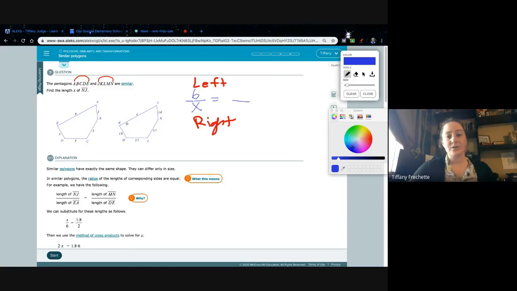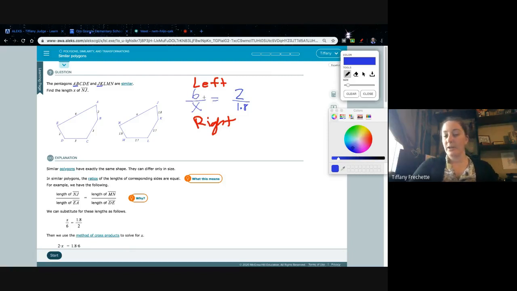Now I need to pick another corresponding side. It doesn't really matter which one I choose, as long as they're corresponding. So it looks like all the sides have corresponding amounts. We just need to pick something that's corresponding. So I'm just going to go with AB and JK. Why not? So AB is 2, and this is on my left pentagon. And JK is 1.8, and that is on my right. So 6 and 2 came from my left pentagon. X and 1.8 came from my right pentagon. Now I have a proportion.